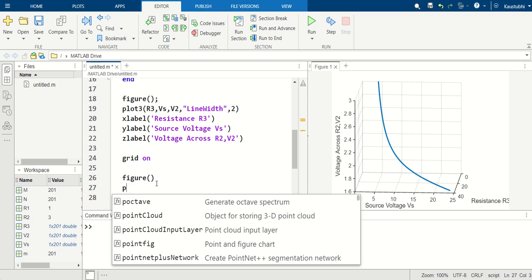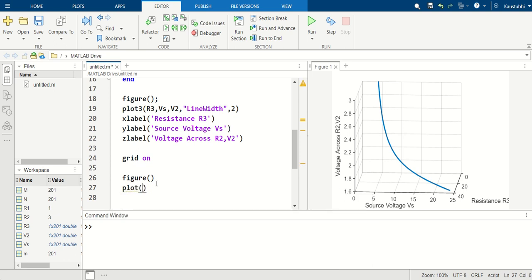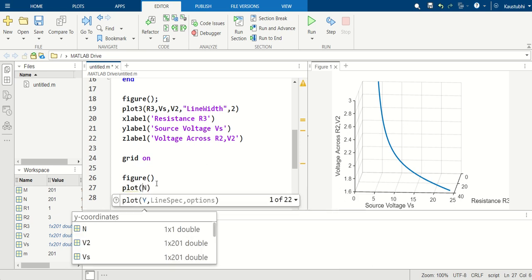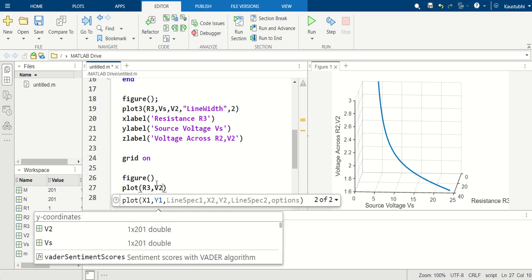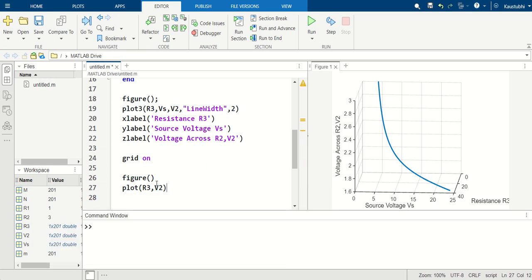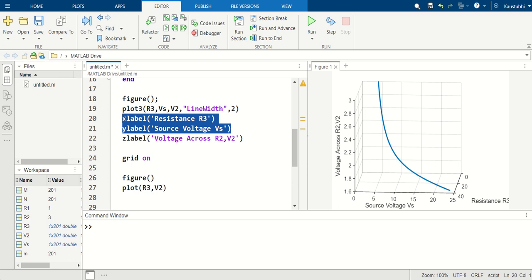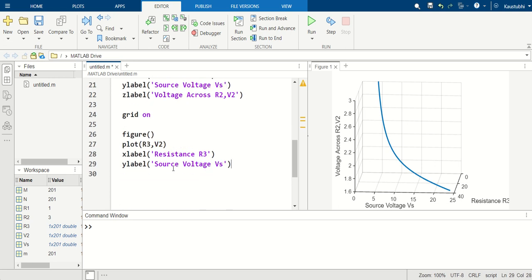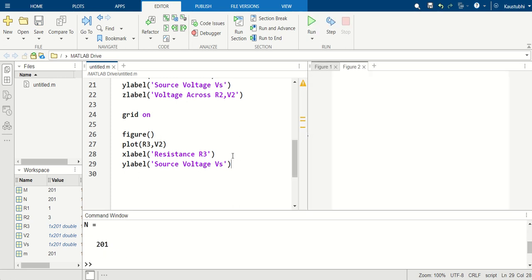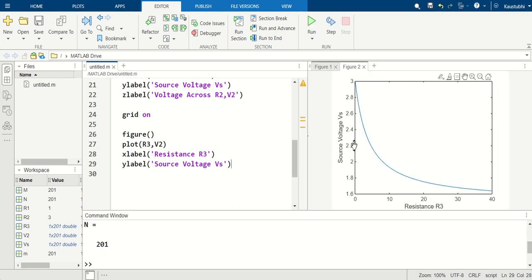Plot. Let's say I want to just plot R3 versus V2, so R3 changing versus my V2, that is voltage across R2. My X label and Y label will be the same. I'll just put it like this: resistance R3 and source voltage Vs. And if you run it, you are going to see in figure 2 what is happening.